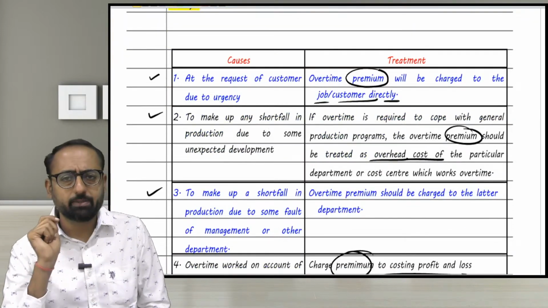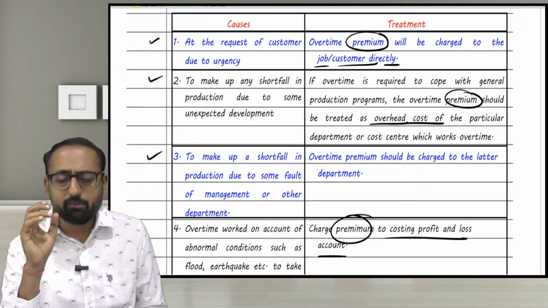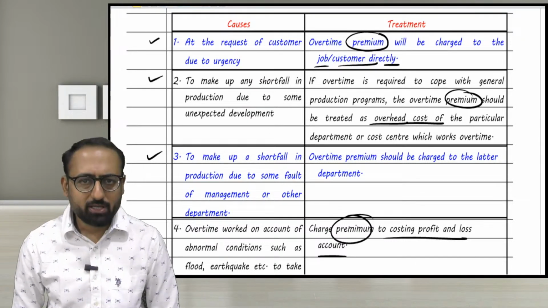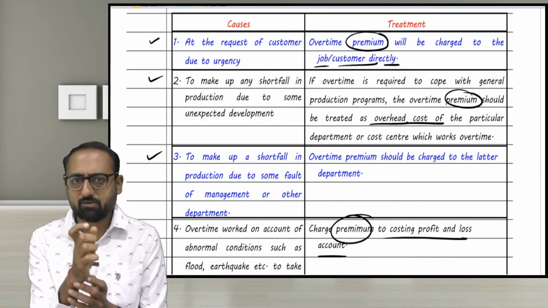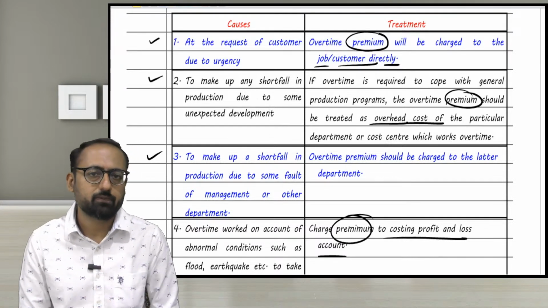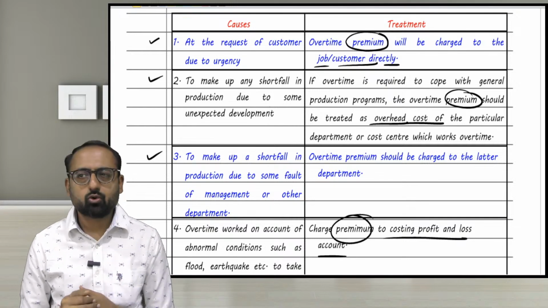Now, what is the treatment? There are five situations of that overtime. The first situation is that overtime is worked at the request of the customer. Then the premium will be recovered from the customer, that specific customer who needs urgent delivery. The second situation we have covered, where overtime is worked to cope with the demand.